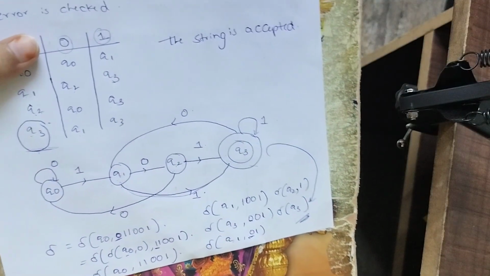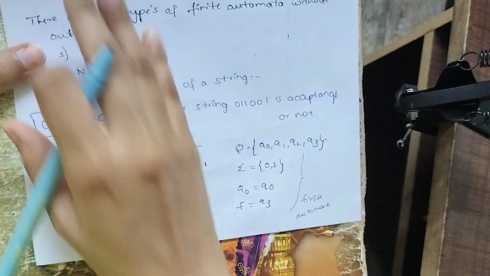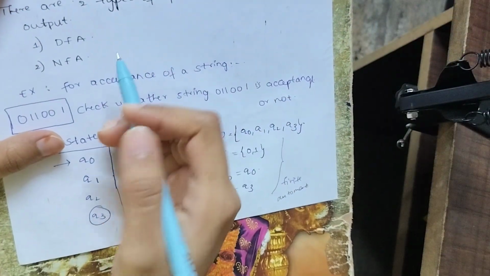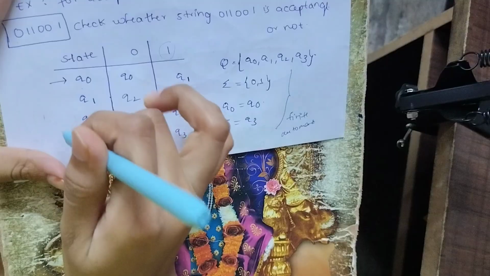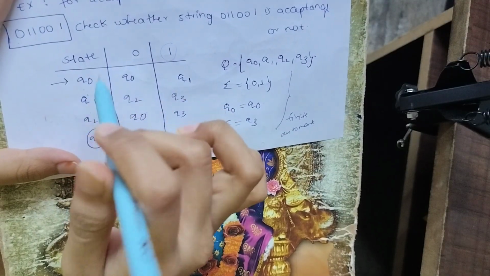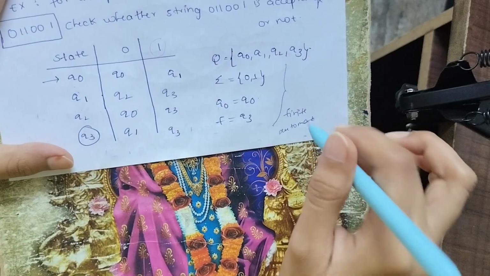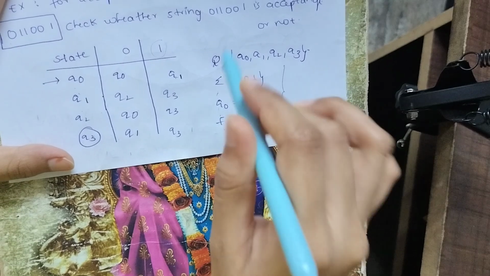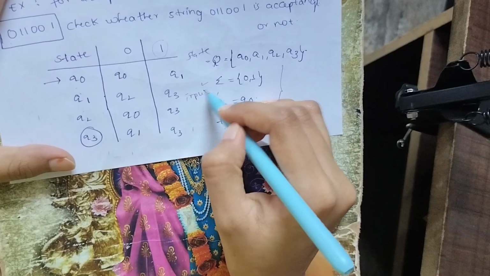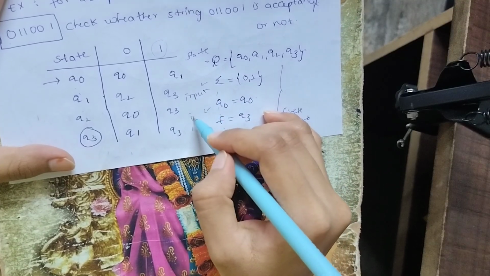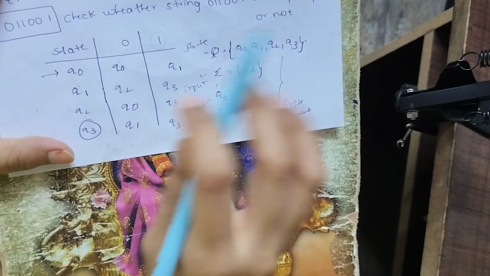In this way we have to tell whether the string is accepted or not. Let us recall it again. Here they gave a question 0 1 1 0 1, and a tabular column representing the finite automata. We have written the set of the finite automata, where Q stands for the states, Σ for input, Q0 for the initial state, and F for the final state, as we wrote from this table.